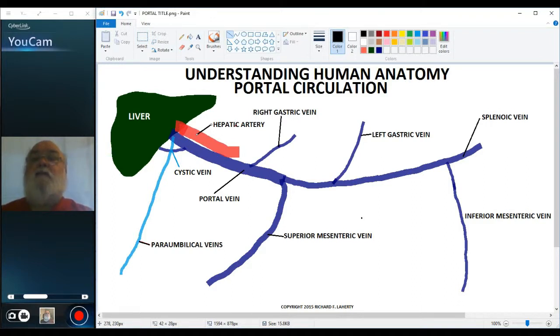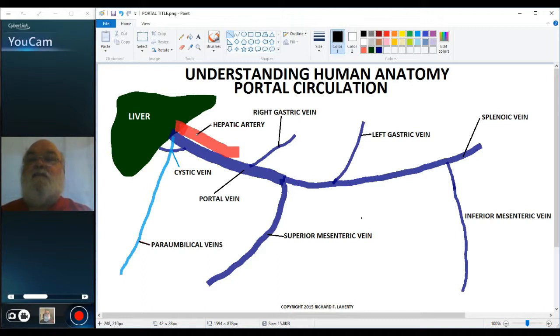The portal vein is bringing venous blood, deoxygenated blood, to the liver, but from the digestive tract, from the GI tract. And the portal vein then will be carrying all the materials absorbed by the small intestine into the liver, where the liver can, number one, make use of it and repackage it to send out to other tissues of the body, and to detoxify harmful substances that may be ingested.